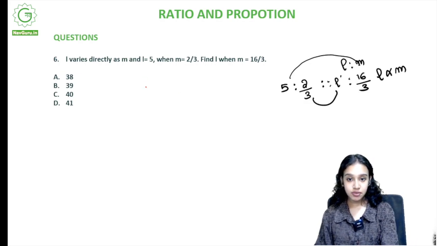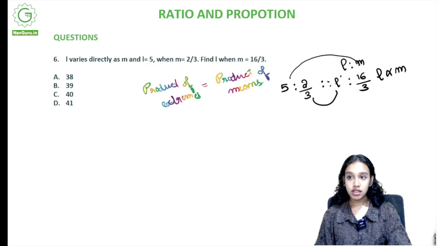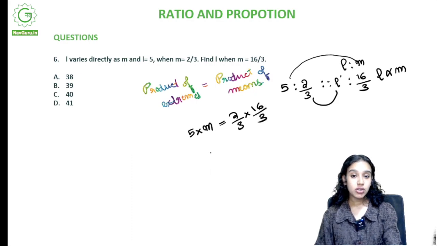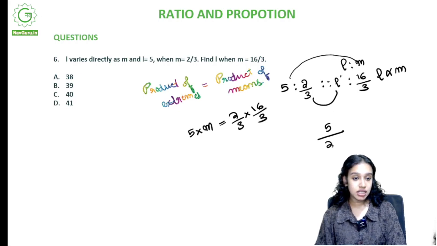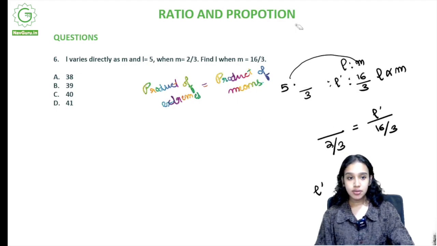Now, let's write it down here. Product of extremes equals to the product of means. Now, what is the product of extremes? 5 into M. And what is the product of means? 2 by 3 into 16 by 3. We could actually solve it in a different way, because 5 is to 2 by 3 is written as 5 by 2 by 3, right? And this would be equal to L dash by 16 by 3. This is not the product of extremes and means. So, we'll rewrite it.